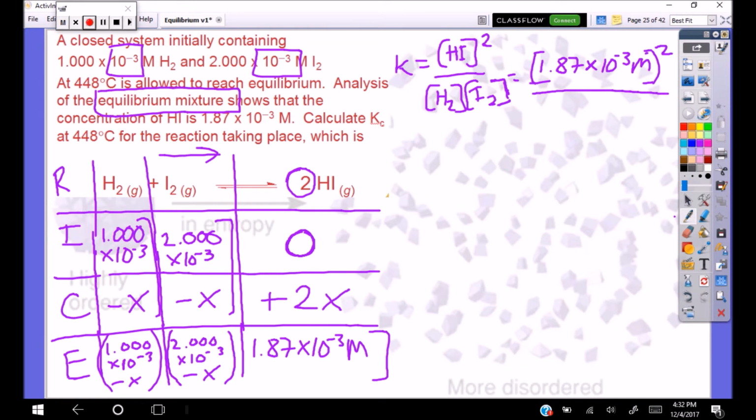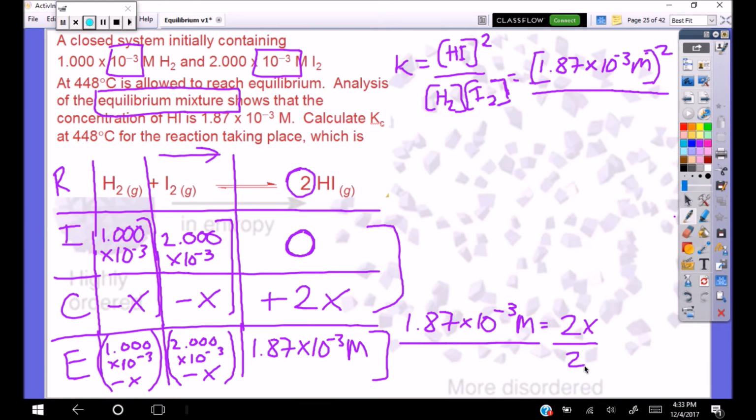Well, the nice thing is that we know that at equilibrium, since we had no initial amount of product, 1.87 times 10 to the negative third molar is equal to my change, right? 2x plus 0, because we combine those, right? Just like we did with our reactant side. So if we combine those, we really have 1.87 times 10 to the negative third is equal to 2x. Well, the nice thing is we can solve for x here.